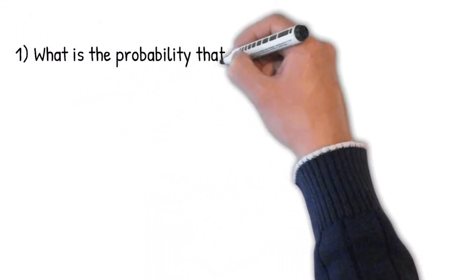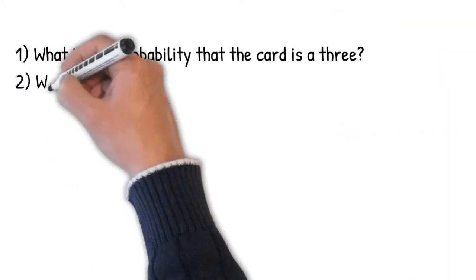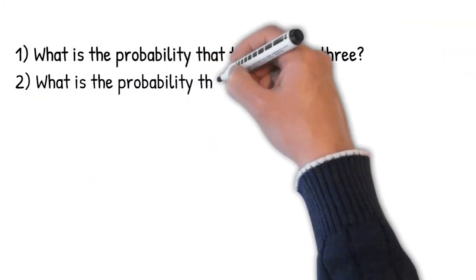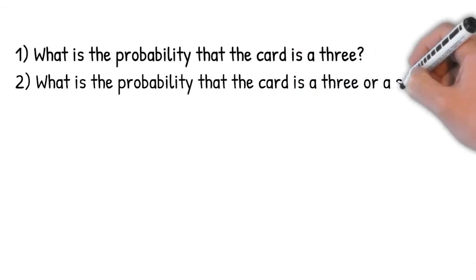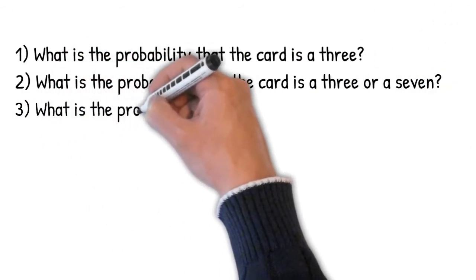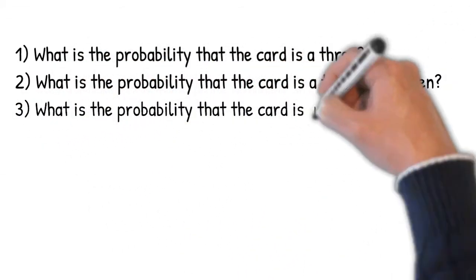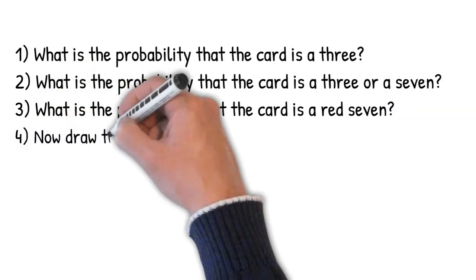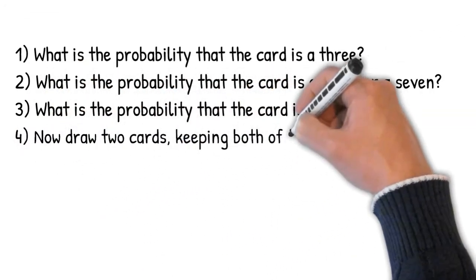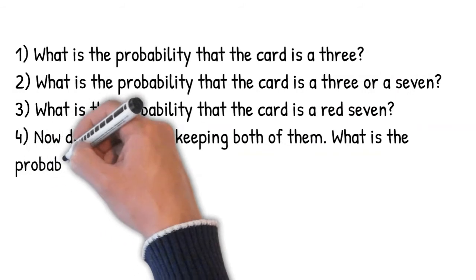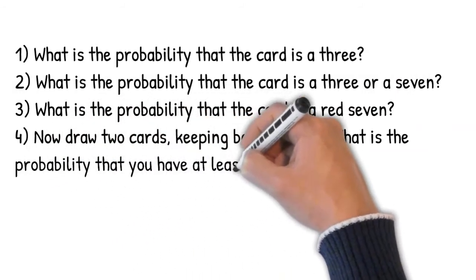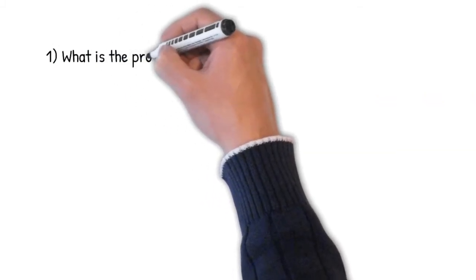We're going to investigate 4 questions. With one draw, what's the probability that the card is a 3? What's the probability that the card is a 3 or a 7? And third, what's the probability that the card is a red 7? And then we'll have 2 drawn cards, and we'll keep both of them, and calculate the probability that we have at least one 3.